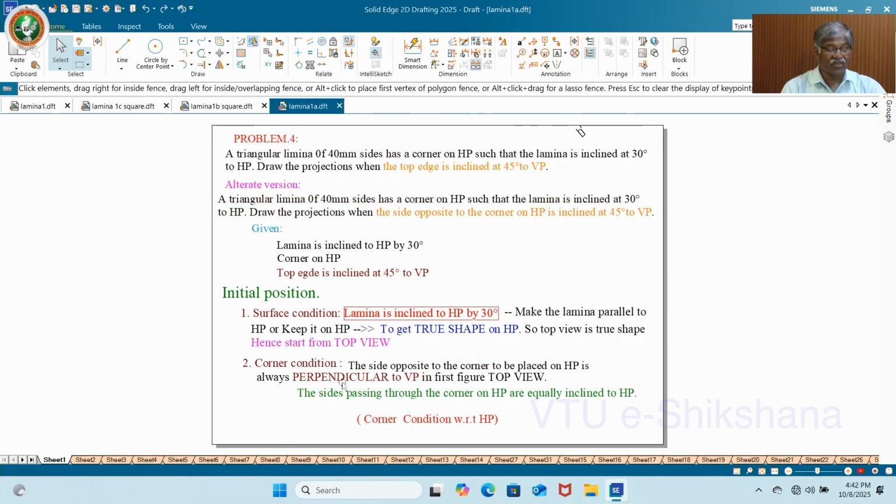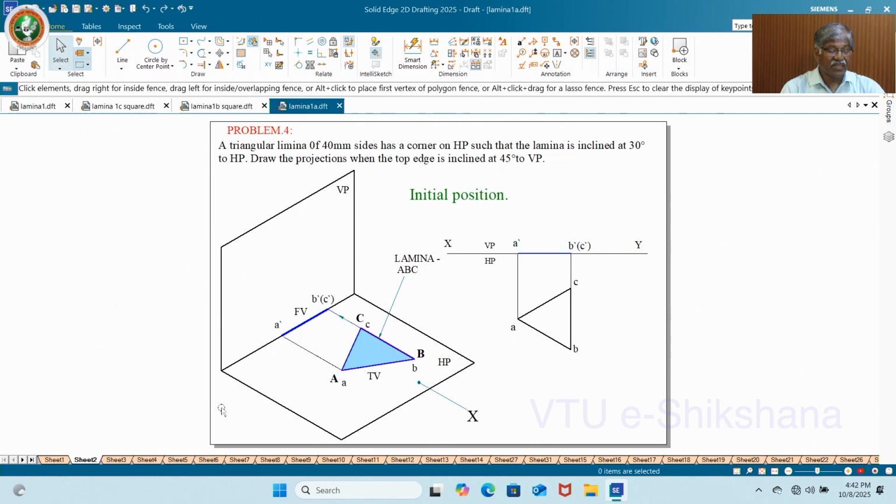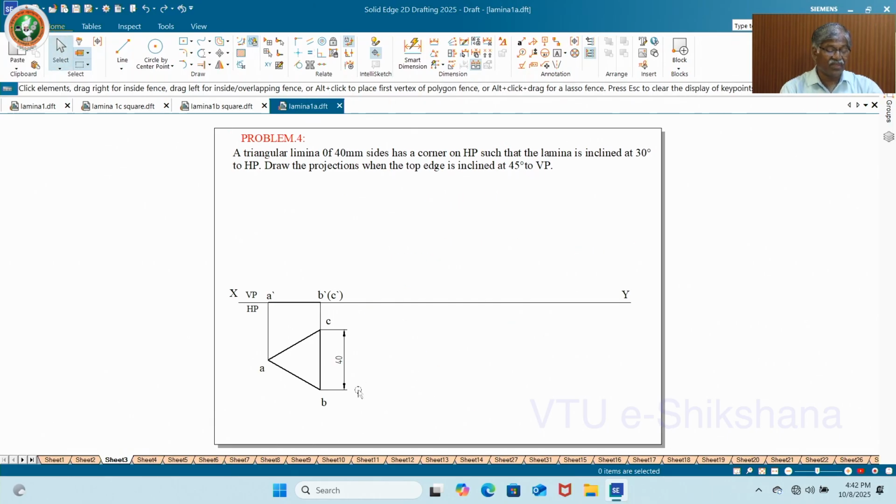So you have to start from the top view. See here, I have kept the lamina on HP; small abc is the top view, the actual lamina is ABC. There itself we get the impression of the top view, and this is the front view. Now, how to start? We are all familiar with this. How to draw the triangle? That is very simple. I will draw the triangle here for you.